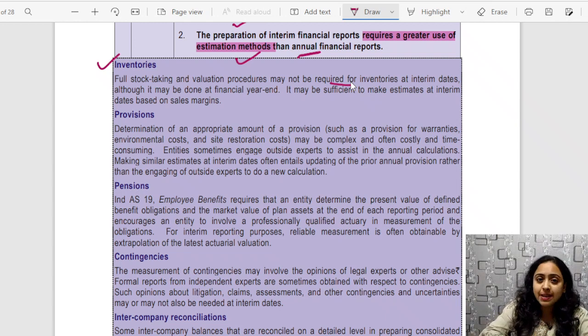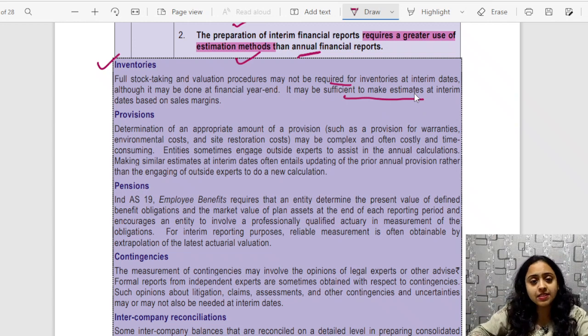Okay, you can skip some parts, you can skip some actions. Okay, it is not compulsory to take full stock taking. Okay, and valuation procedures. It may be sufficient to make some estimates. Next, provisions. I have told you about, for example, bad debts and all.